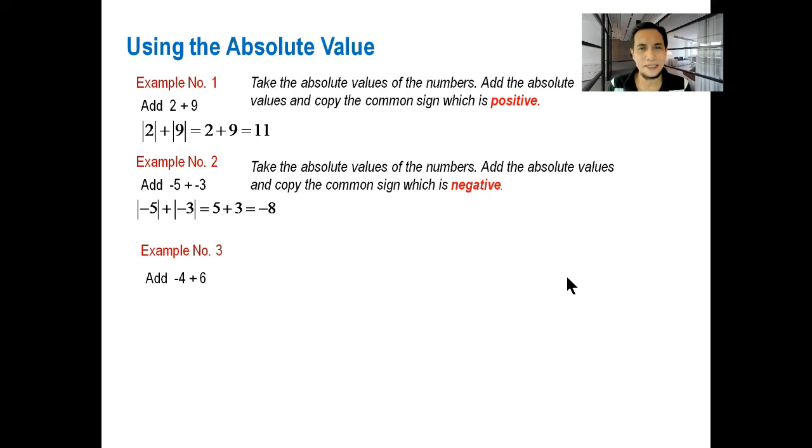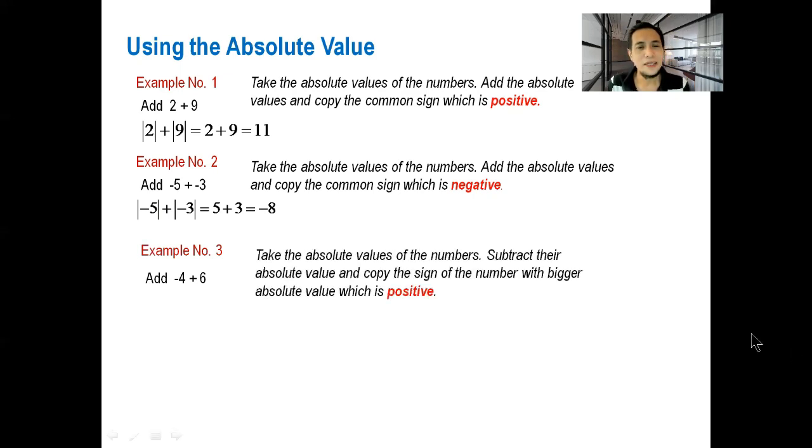Add -4 and 6. Okay, we are adding two opposite numbers, the positive 6 and -4. What's the process? Take the absolute values of the numbers, subtract their absolute values, and copy the sign of the number with bigger absolute value. Now, in this case, we will take the absolute value of -4 and the absolute value of 6. Absolute value of -4 is 4. Absolute value of 6 is 6. So, meaning, we will subtract larger number minus smaller number and copy the sign of the larger number.